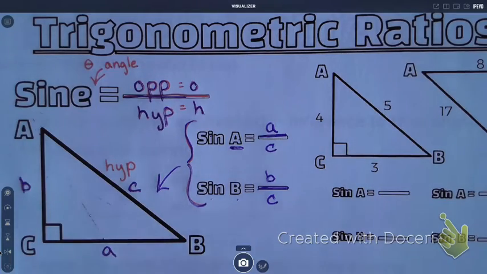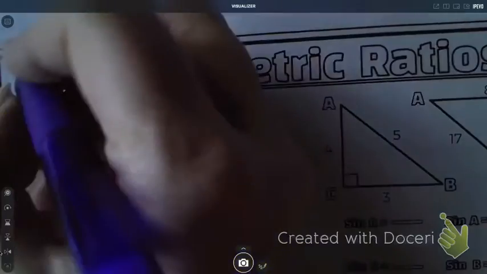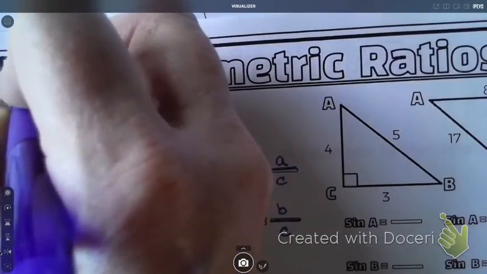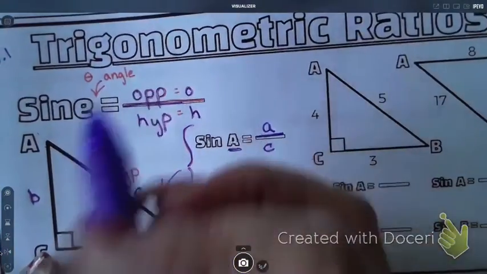Okay, so we are doing the second part of 8.1. I forgot to tell you guys that, but I'm just more concerned about the trig ratios. We're going to start with sine.